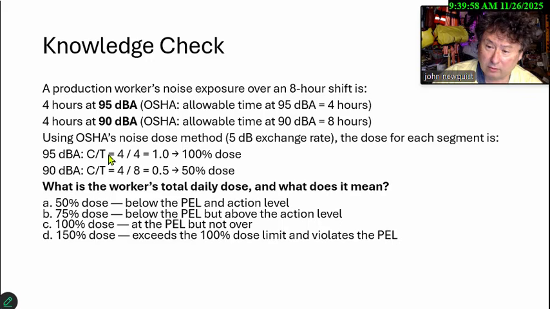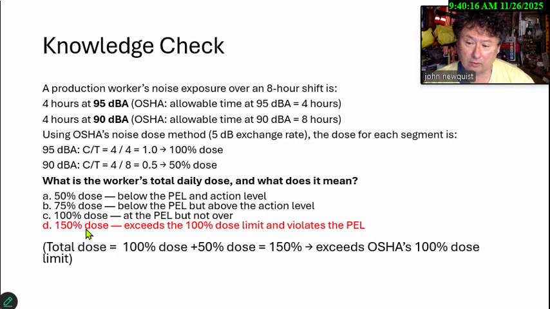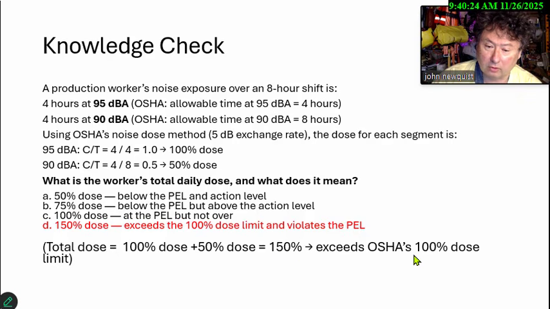So at 95, you have 4 hours, you're at 100% of the dose. That means you're done for the day. But we had also 90 at 4 hours a day, so that's 50%. And you add up the dosage, what's the worker's dose going to be? 50, 75, 100, or 150? Well, it adds up to 150. All we're doing is just adding up the doses in our two segments. 100% dose plus 50% dose equals 150, exceeding the OSHA standard of 90 decibels, which is the average.